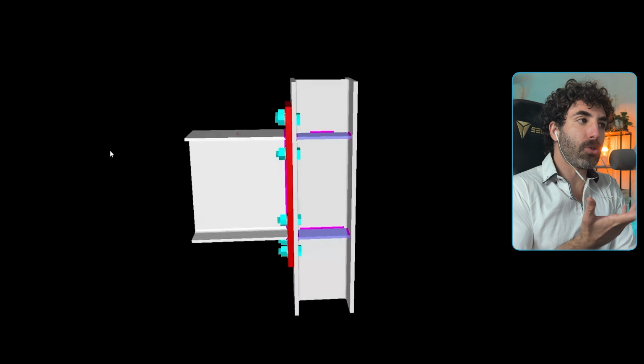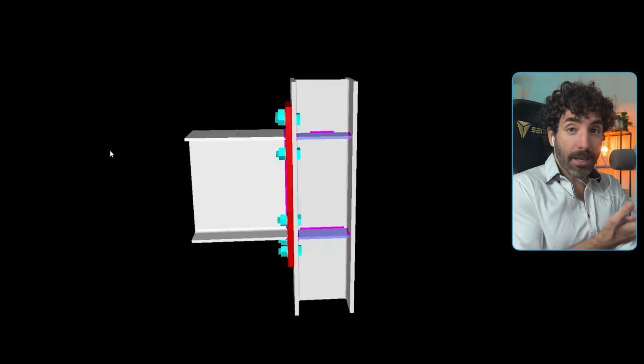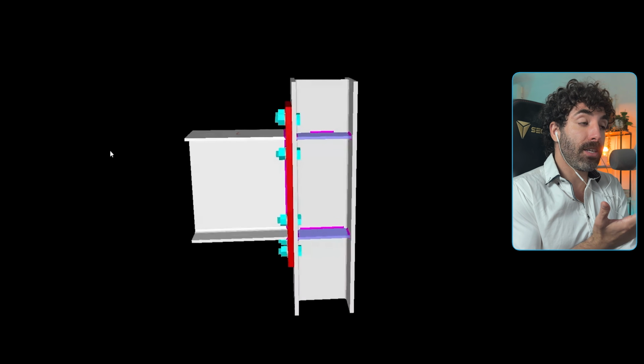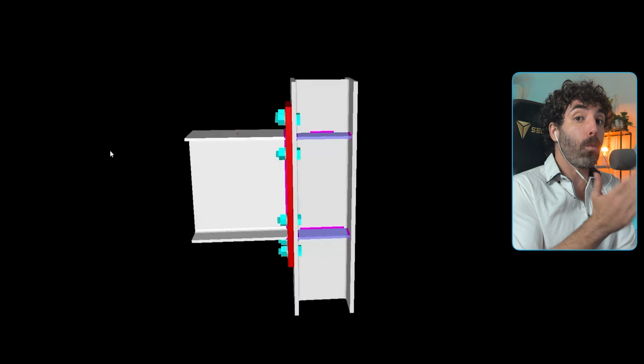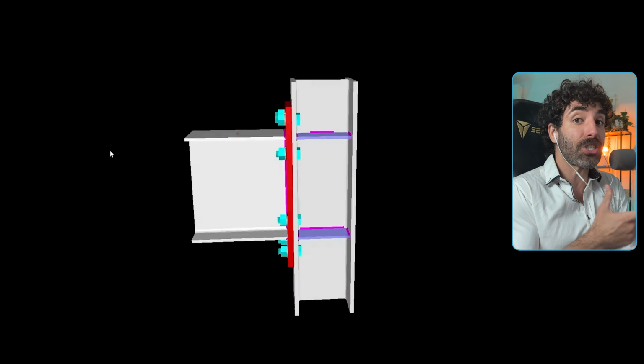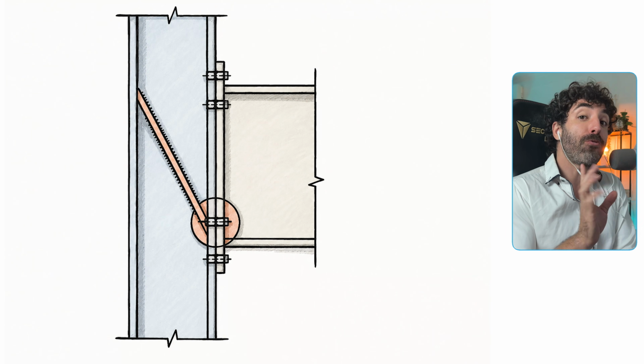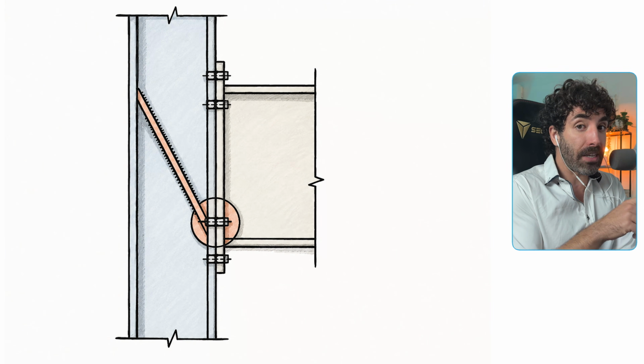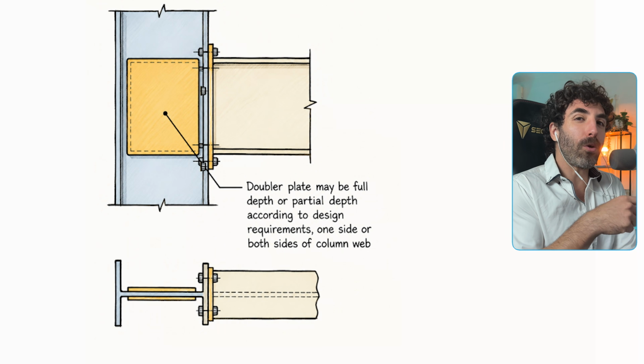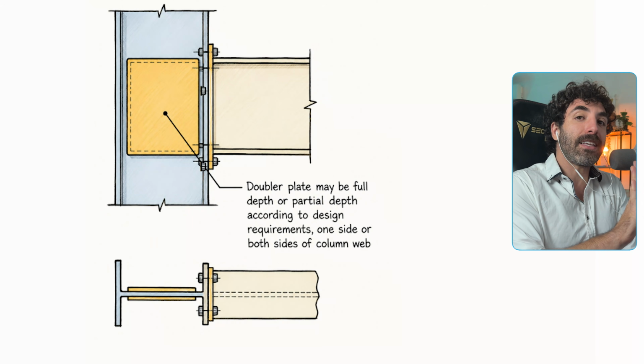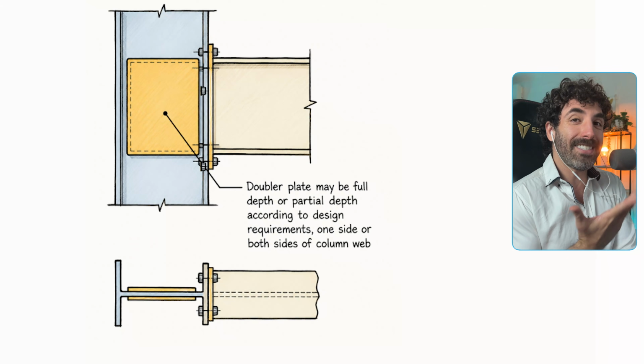This one is also very common. As I mentioned, the diagonal stiffener is required if the column web doesn't have enough shear capacity for this connection. If you need a diagonal stiffener here, make sure you detail it in a way that it does not clash with the bolts. You can also weld a thick plate flat against the web, which is called a doubler plate.